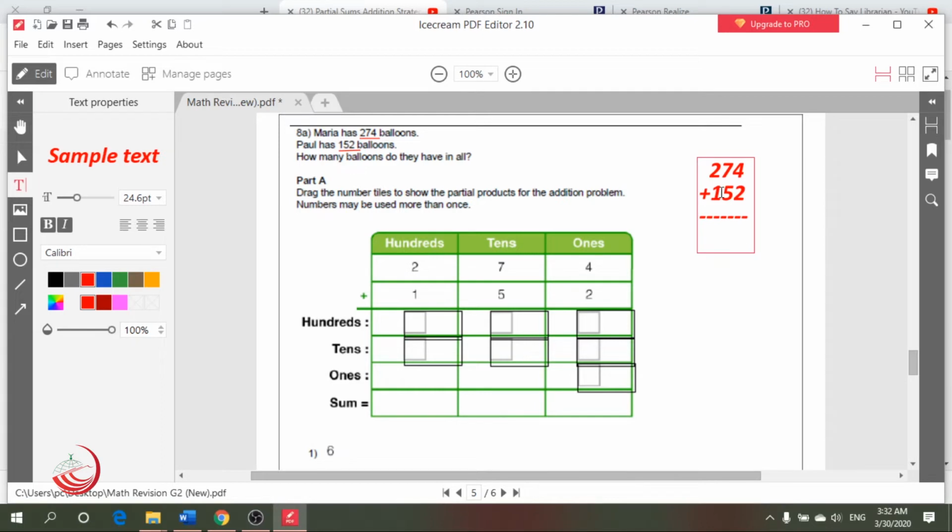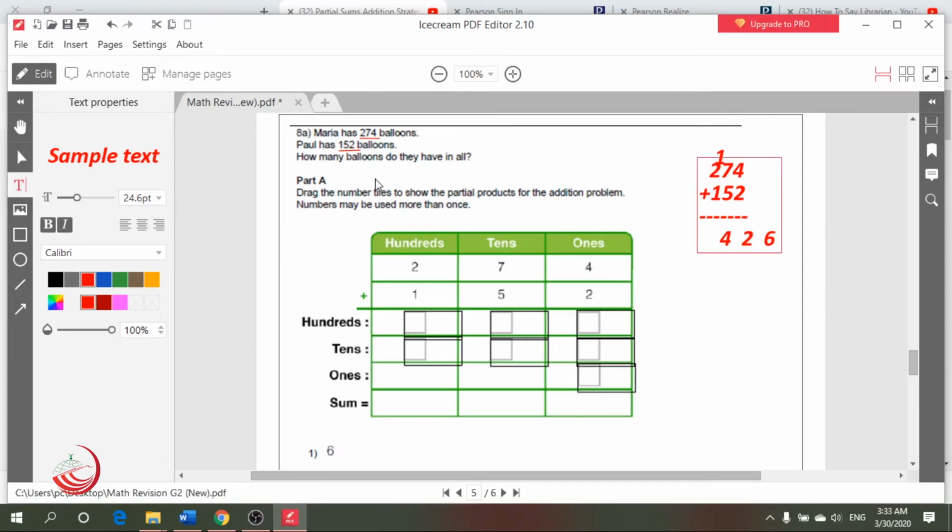4 plus 2, Ali. Excellent, 6. What about 7 plus 5, Anas? So it will be 8, 9, 10, 11, 12. So 7 plus 5 will equal, excellent, 12. So teacher, don't forget to put the 1 here. Yeah, I will not. So 1 plus 2 will be 3. 3 and 1 will be 4. So the answer here should be 426.